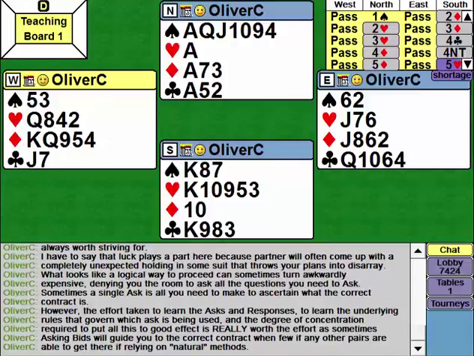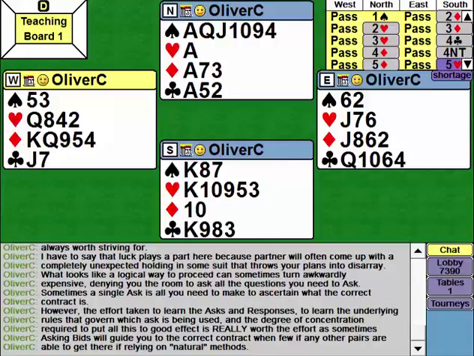So now, essentially, North has a very, very accurate picture of South's hand. We know that they've got the King of Spades, the King of Hearts, and the King of Clubs. They've got a singleton diamond. They probably have either four to the King in Spades and three card clubs, or three to the King in Spades and four card clubs. It'll be one of those two.